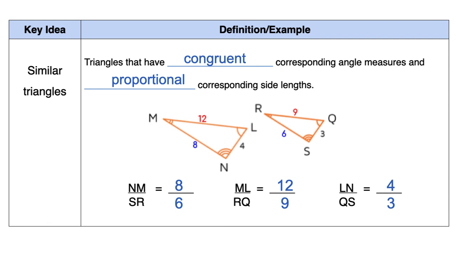We also see that the corresponding angle measures are congruent. So we can write what's called a similarity statement that looks like this. Triangle NML, notice the order of my letters, starting at angle N, working toward angle M, ending at angle L, is similar to, notice that little tilde, that means similar, triangle SRQ.